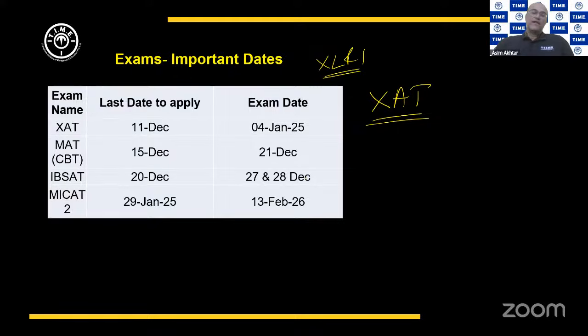The last date to apply is 20th of December. Exam will happen on 27 and 28 of December. And MyCat 2, as I said earlier, also the deadline will be 29th of Jan and 13th Feb will be the date of the exam. Even if you have written MyCat 1, you can still write MyCat 2. There's no harm. They will take best of 2.